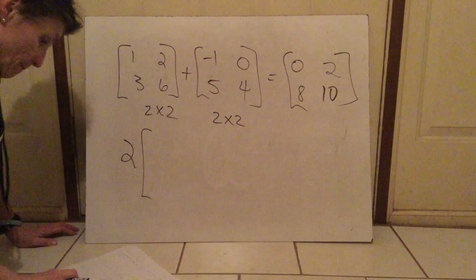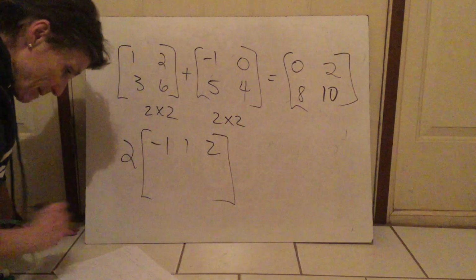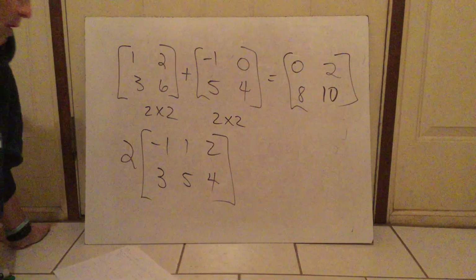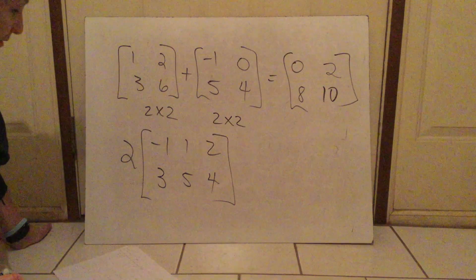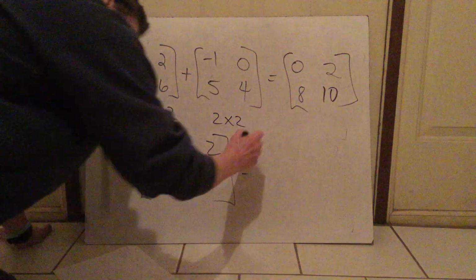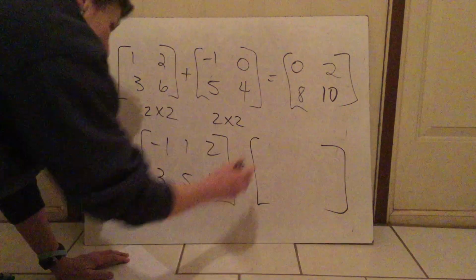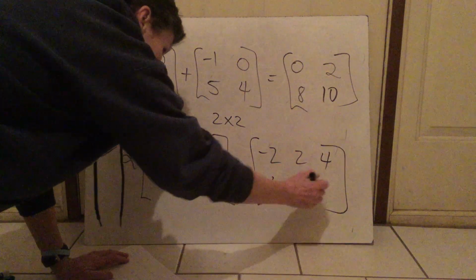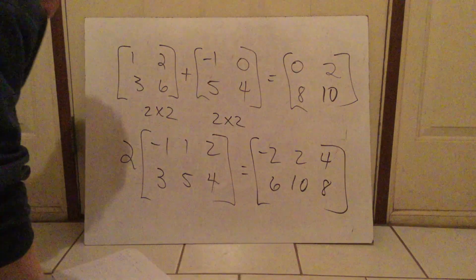The next problem says, take 2 times this matrix. This matrix happens to be called C on the paper, but that's kind of irrelevant. We're doing 2 times it. So, we want to take 2 times that matrix. That's real easy. We just multiply 2 times all those numbers. So, -2, 2, 4. And 6, 10, 8. There we are. There is 2 times the matrix.